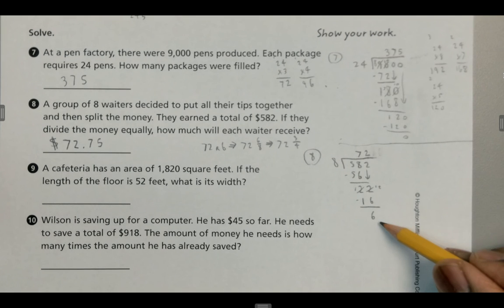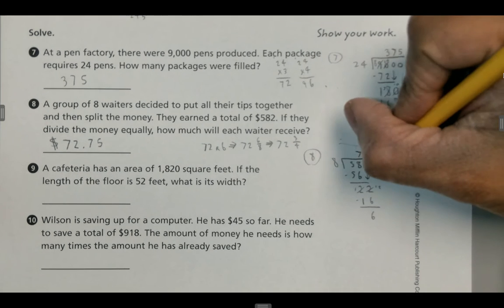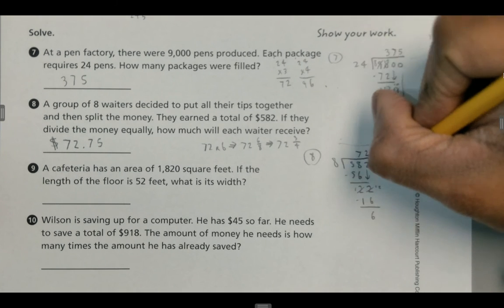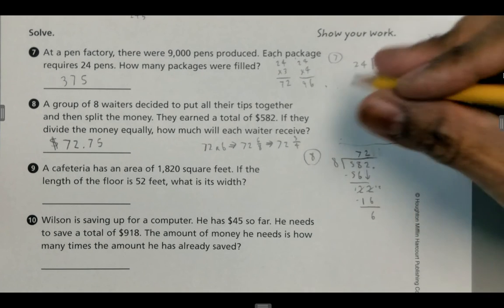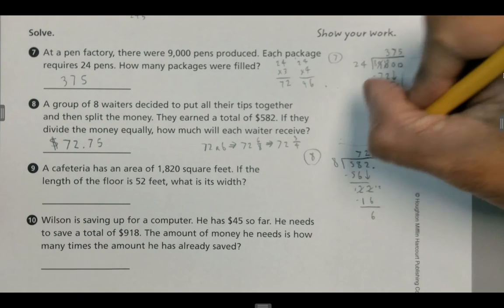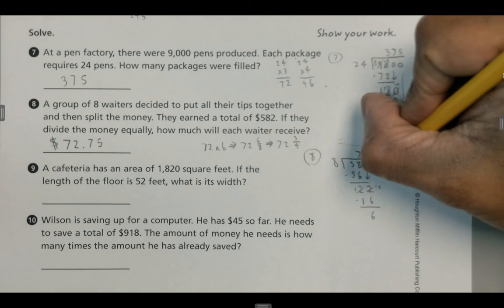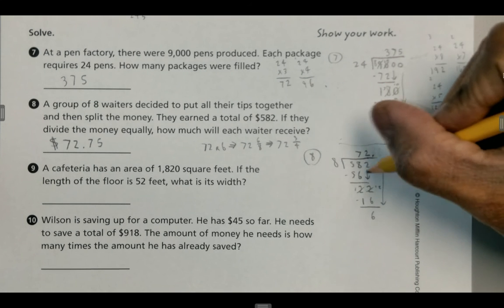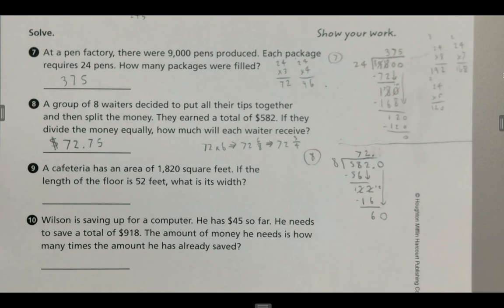At this point, I can extend the problem. Sometimes you have to do this with decimals and with money problems. Here's what I mean by that. I'm going to imagine a decimal point here. I'm going to add a 0, because adding a 0 there does not change anything about the value of the dividend. I'm going to bring down that 0.